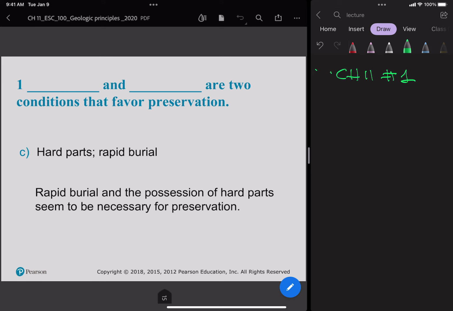Two things help to preserve fossils. One is the fact that if they have hard parts, that allows the fossils to survive being buried underground. And the other one is, even if the fossil doesn't have hard parts, if they fall in a tar pit or in amber, or in a swamp, so a rapid burial, in all those cases, if they're buried rapidly, both of those conditions are going to help to preserve the fossils. So this is C.